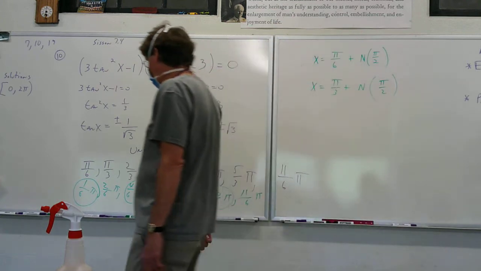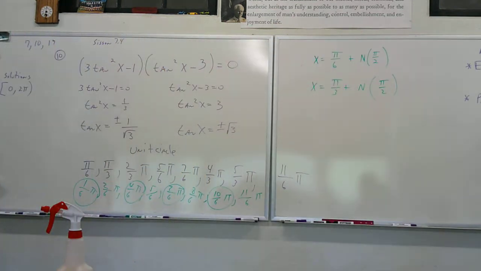Somebody said, well, can't you just add 2π every time? Well, yeah, but then you'd have to write down all of those and put 2π after it, and that would be really messy. We happy with number 10? Learned a little extra information, didn't we?